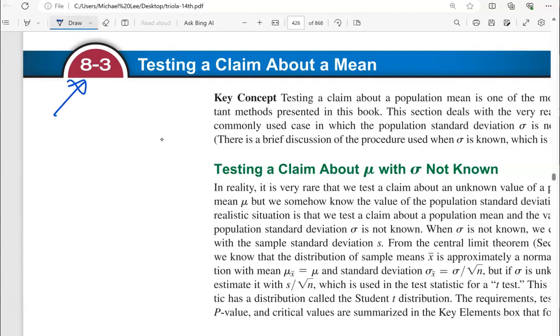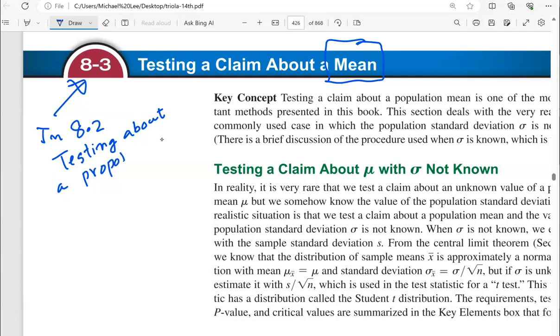This time we're going to study 8.3, testing about a mean. In 8.2, we did testing about a proportion, remember? Today we're going to study testing a claim about a mean.